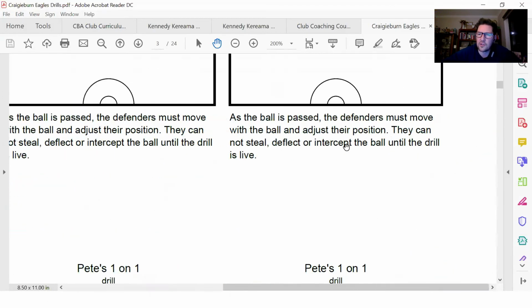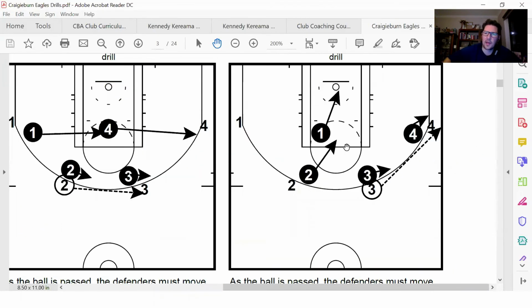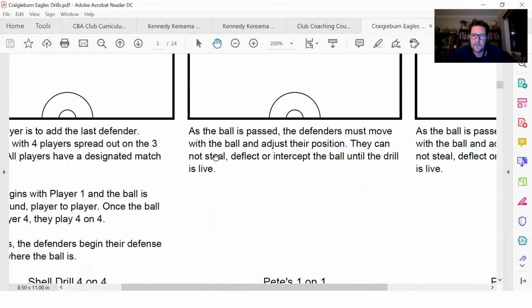Hope I haven't confused you because it could be a bit confusing with that. So the best way to try and remember it is if you think your player is 1 pass away from the ball, then you should be in the denial spot. If they're 2 or more passes away, you can come onto a help spot on that one.